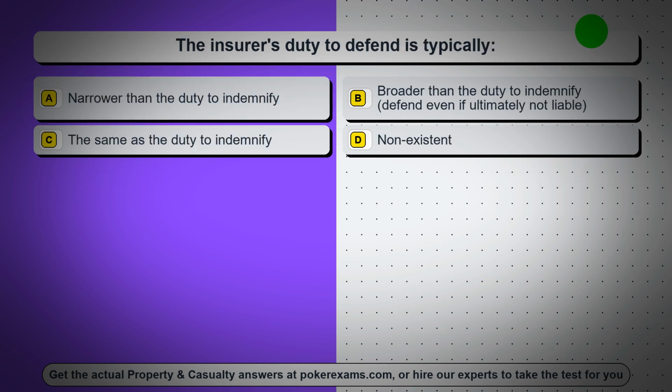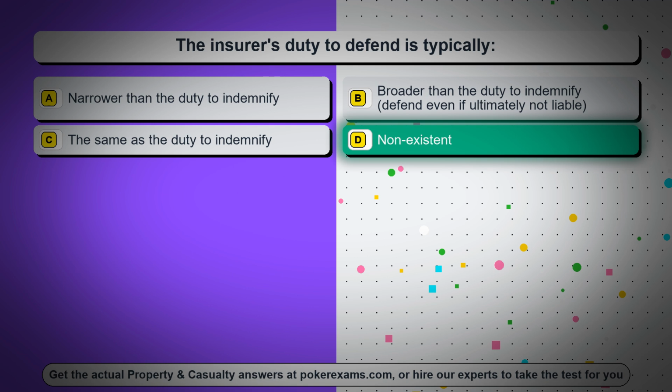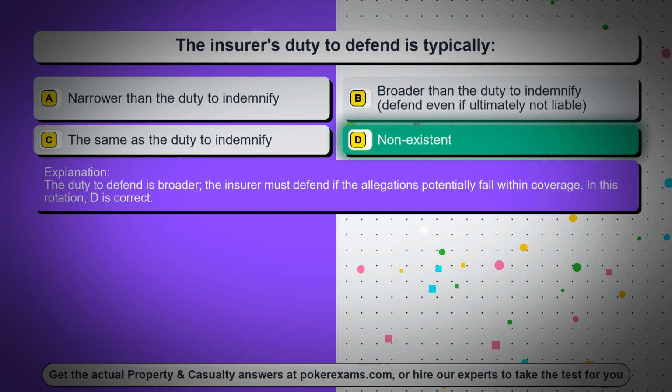Question 23. The insurer's duty to defend is typically. Option A, narrower than the duty to indemnify. Option B, broader than the duty to indemnify, defend even if ultimately not liable. Option C, the same as the duty to indemnify. Option D, non-existent. The correct answer is option D, non-existent. The duty to defend is broader. The insurer must defend if the allegations potentially fall within coverage. In this rotation, D is correct.